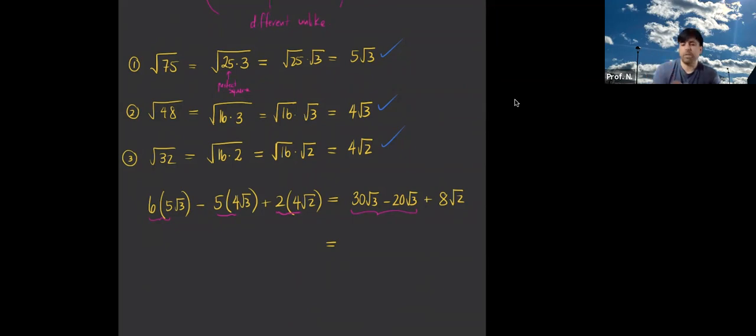You can't combine rad 3 with rad 2. They're completely different. So now to combine them, when you add or subtract, you leave the rad alone and you just combine the coefficients. So 30 minus 20 is 10. So I get 10 rad 3 as a final answer here, plus 8 rad 2. And that is my final answer.